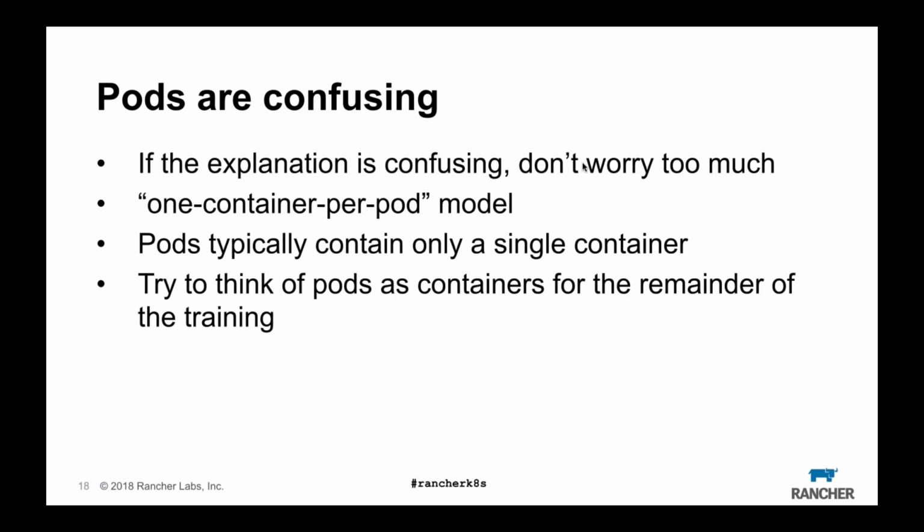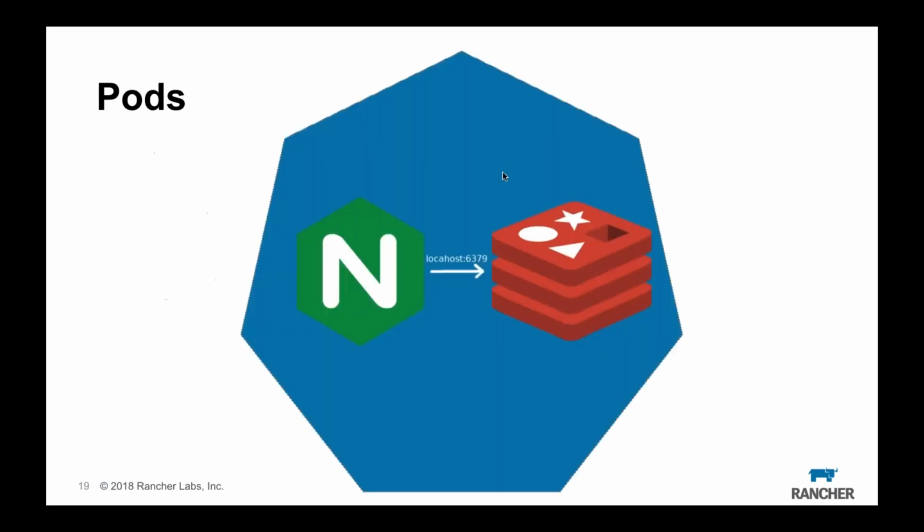Now, coming from the world of Docker, where container is the smallest unit, this concept of pod can get a little confusing. When would you need multiple containers in a pod? But you don't need to worry about it too much right now because, according to Kubernetes documentation, the one container per pod model is the most common use case for using pods. So you can just try to think of pods as containers for the remainder of the training. This is an example of a pod running more than one container. We have an Nginx and Redis container, and since they are co-located, they can directly communicate to each other via localhost.